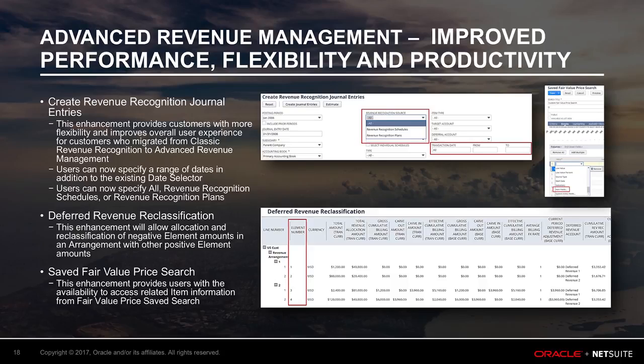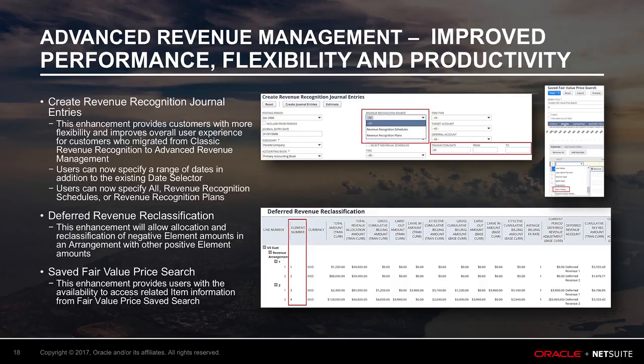Users can now create revenue recognition journal entries. This enhancement provides more flexibility and improves overall user experience for customers who migrated from classic revenue recognition to advanced revenue management. Users can now specify a range of dates in addition to the existing date selector. They can also specify all revenue recognition schedules, or revenue recognition plans.